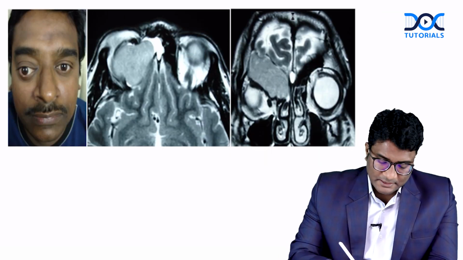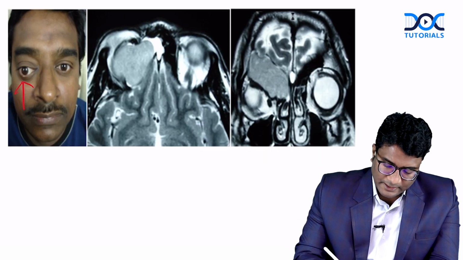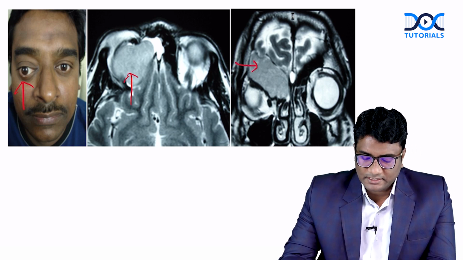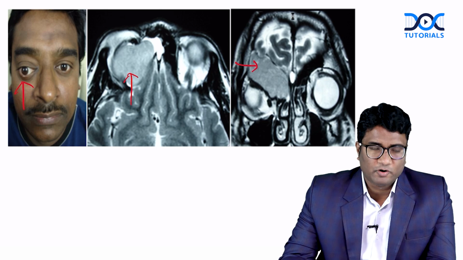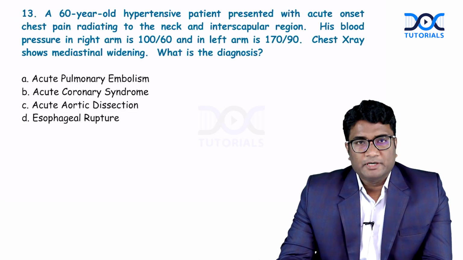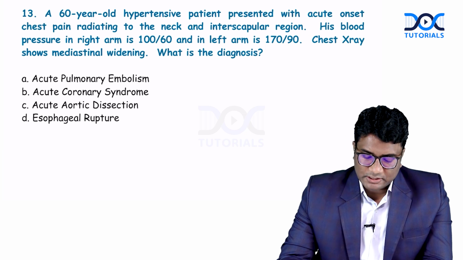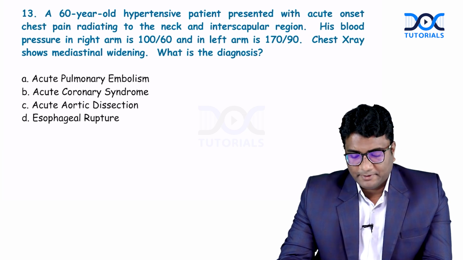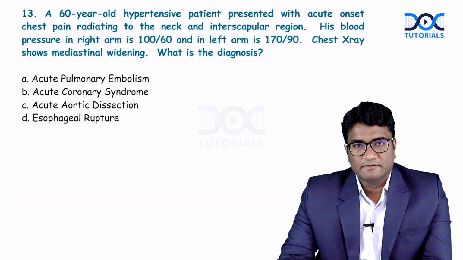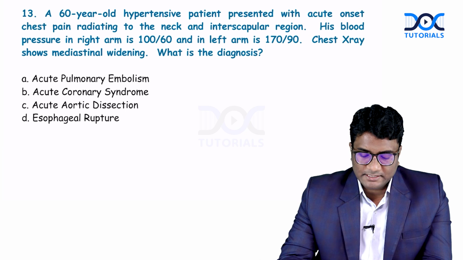So you can see here, there is a right eye proptosis and you have a homogeneous lesion, right, in the frontal sinus, which is causing the orbital proptosis. This is frontal mucocele. A 60-year-old hypertensive patient presented with acute onset chest pain radiating to the neck and interscapular region. His blood pressure in the right arm is 100/60 and left arm is 170/90. Chest radiograph shows mediastinal widening.